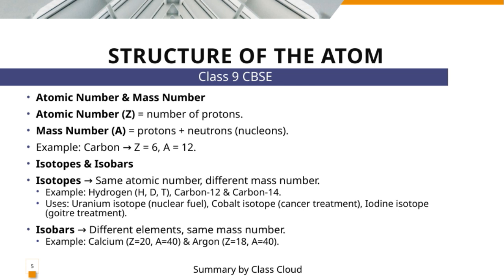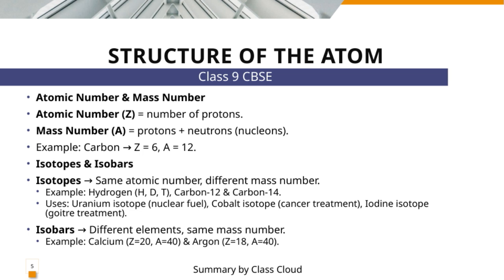The mass number, A, on the other hand, is the total number of protons and neutrons, the nucleons, in the nucleus. For example, in carbon, Z equals 6 because it has 6 protons, and A equals 12 because it has 6 protons and 6 neutrons.